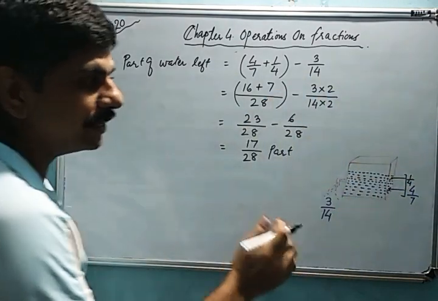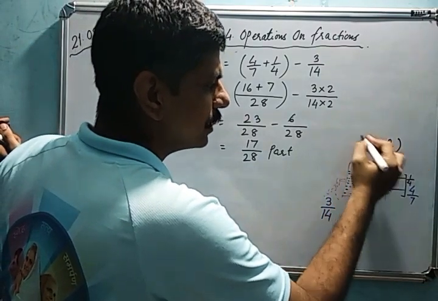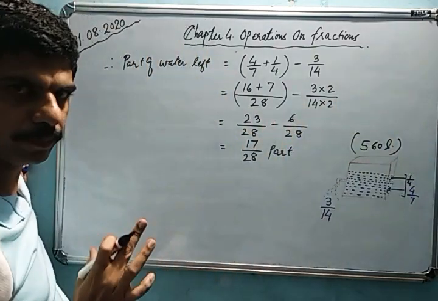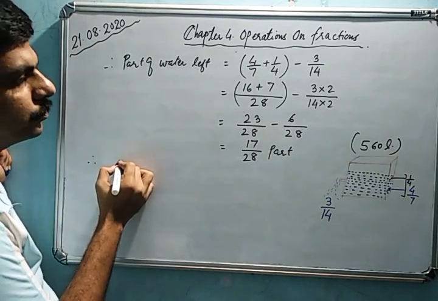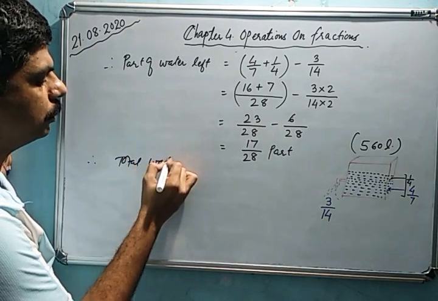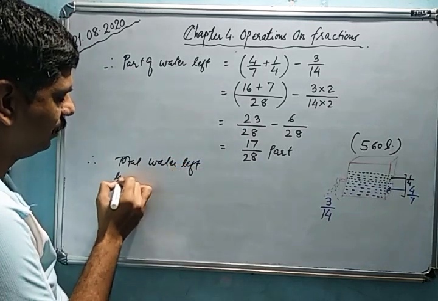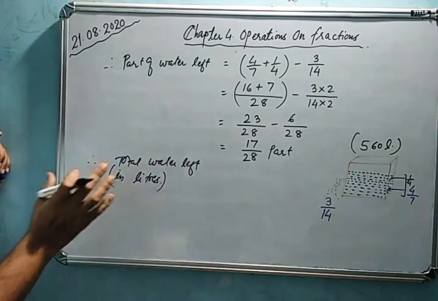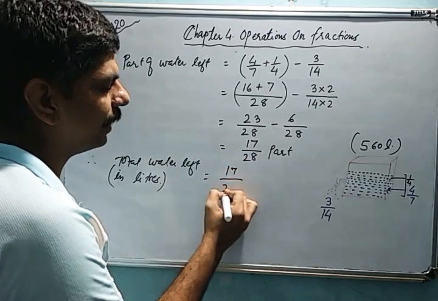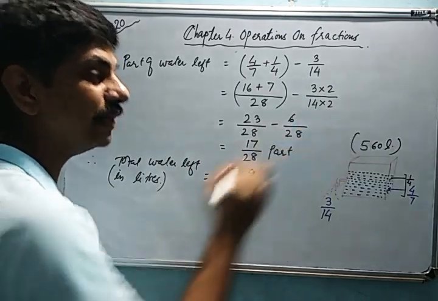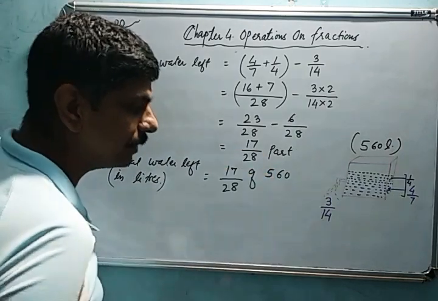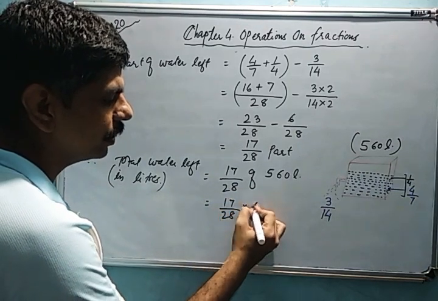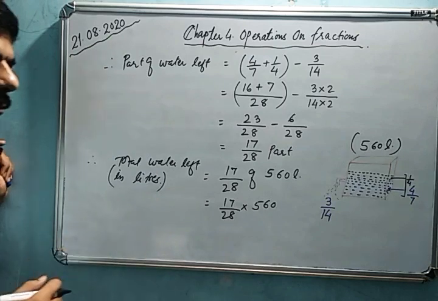Now the total capacity of the tank is 560 liters, isn't it? So 17/28 part of 560 is left. So I will write here total water left in liters. Now I will calculate the same thing in liters. So I write here 17/28 part of the total capacity. What was the total capacity? 560 liters. Okay, let's simplify this. 17/28 into 560. Of means multiplied.